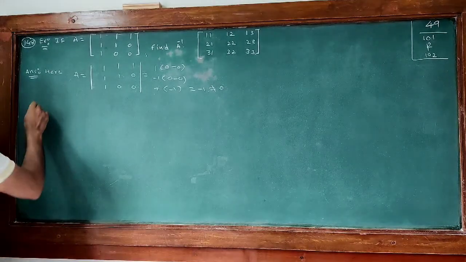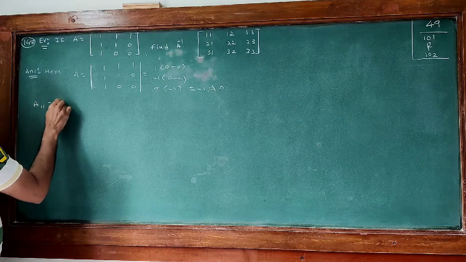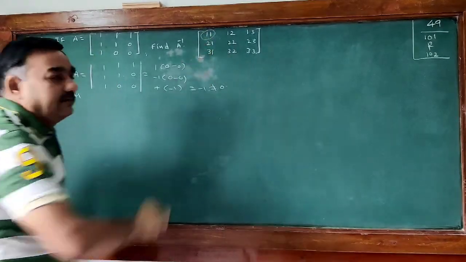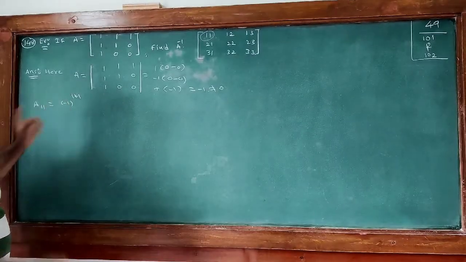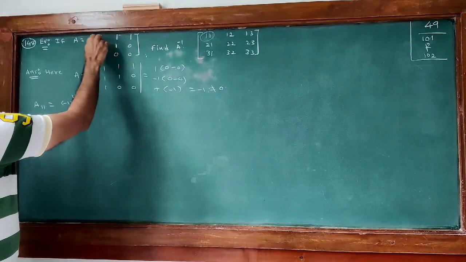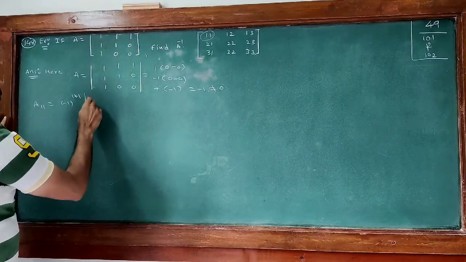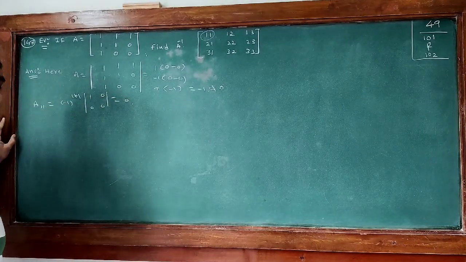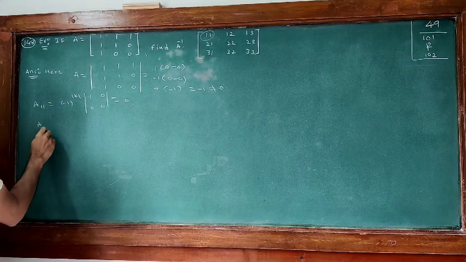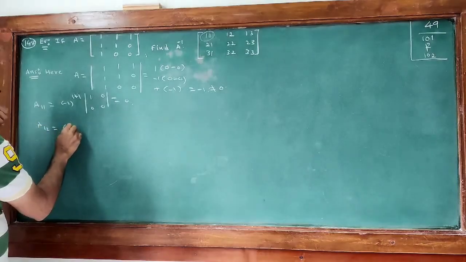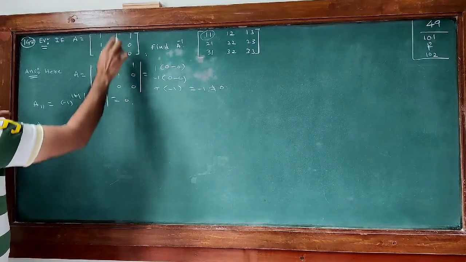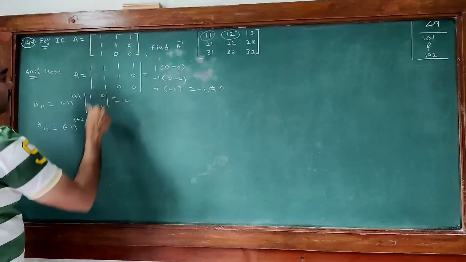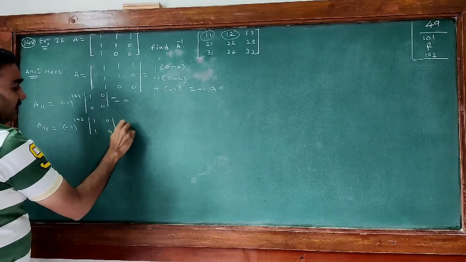Now first we find the elements. A11 means -1 raised to 1 plus 1, then put the determinant there. We want to find the element for this entry 1 1. We are not taking this row and this column, so it is the determinant of 1 0, 0 0, so it is equal to 0. A12 is minus 1 raised to 1 plus 2. For this entry we are not taking this row and this column, so it is 1 1, 0 0. Again it is 0.